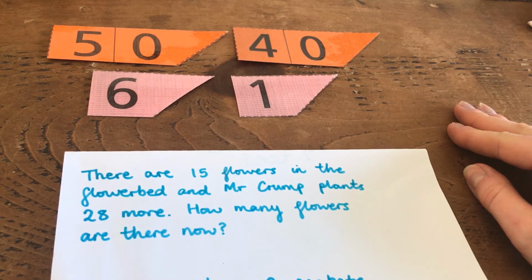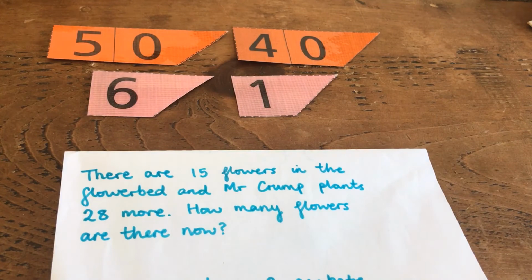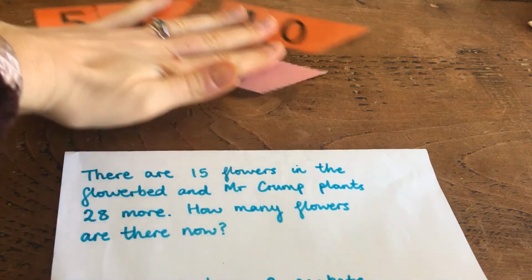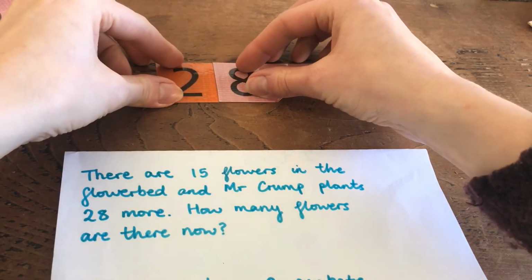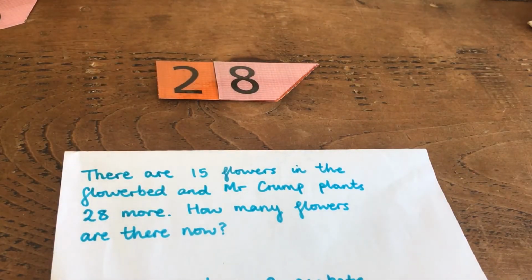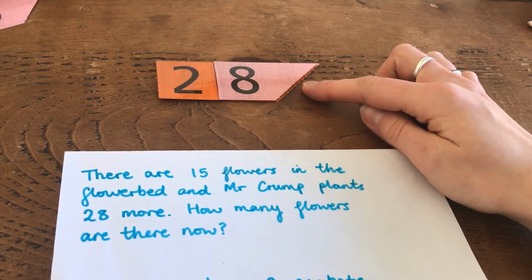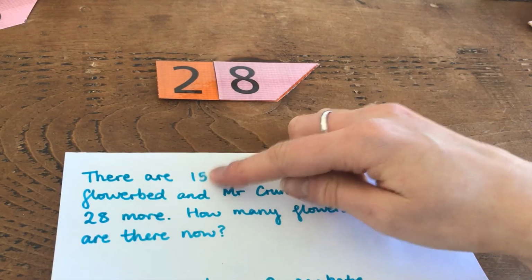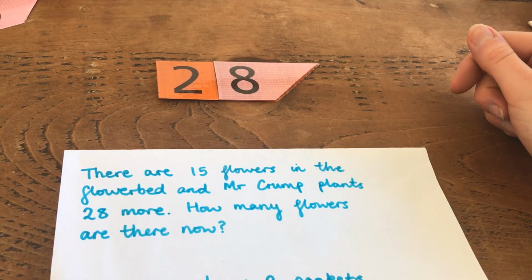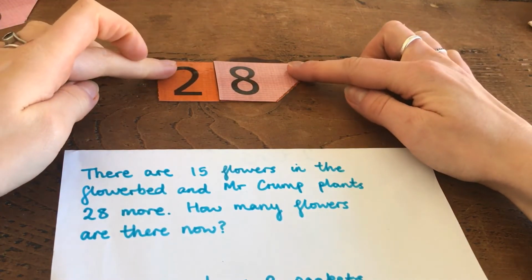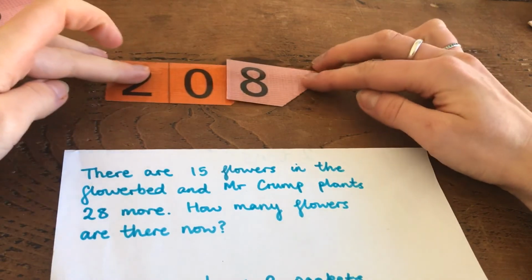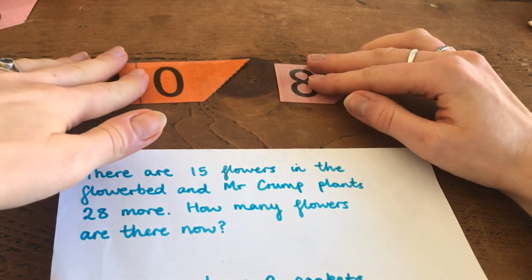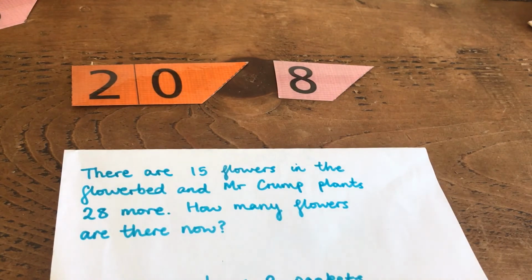Because otherwise it's a lot to hold in your head, okay? So we're starting with 15, and then we're going to add on 28 more flowers. I'm going to partition 28 to help me add it on to the 15 flowers that are already there. So I'm going to partition 28 into 20 and 8, and then I'm going to work out what the answer is.